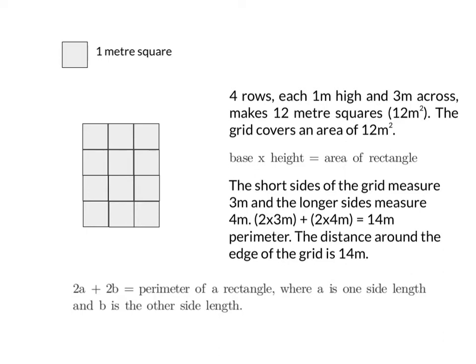When we want to find the perimeter, remember we're measuring around the edge. When we're looking at rectangles, we can use a slightly shortened formula to help us. So in this case, the short sides of the grid measure 3 metres and the longer sides measure 4 metres. So I've got 2 lots of 3 metres, 2 lots of 4 metres, which if I add them together gives me a perimeter of 14 metres. So the distance around the edge of the grid is 14 metres. And the formula we use is 2a plus 2b equals the perimeter of a rectangle, where a is one side length and b is the other side length.